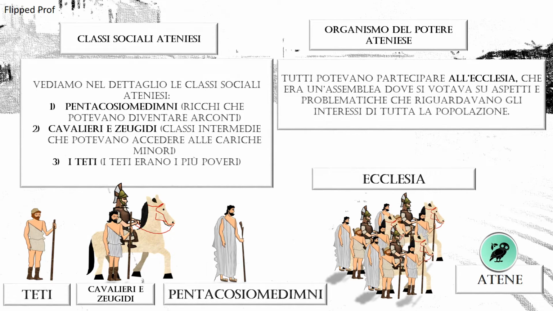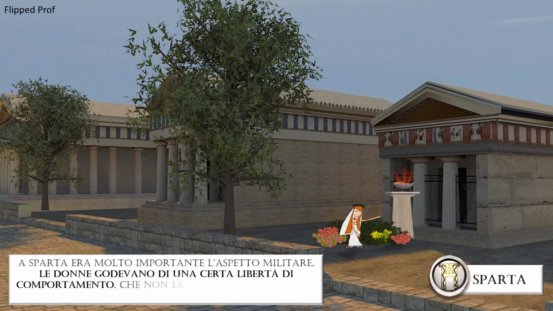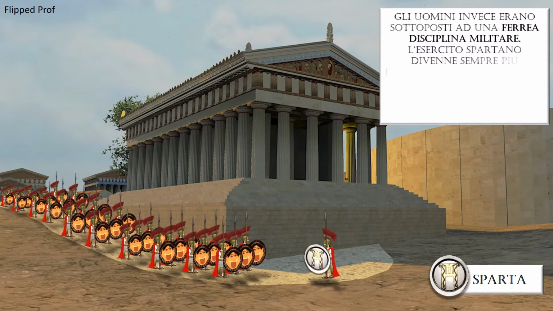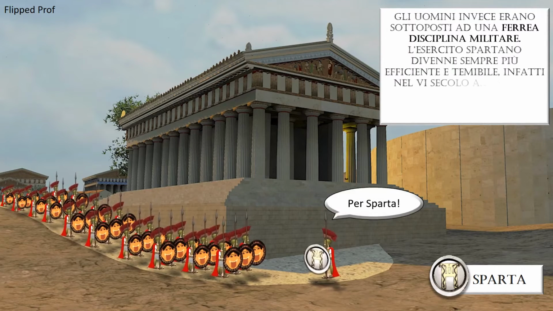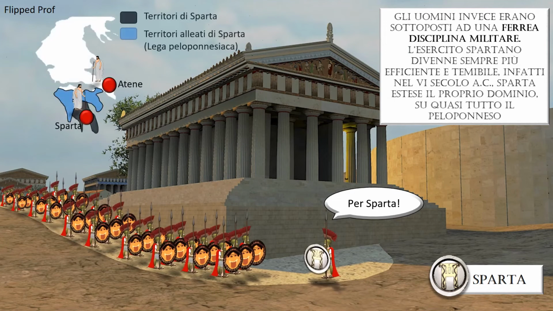In Sparta, the military aspect was very important. Women enjoyed freedom of behavior, which was not all that common in Greek polis. Men, on the other hand, were subject to strict military discipline. The Spartan army became increasingly efficient and fearsome, in fact, in the 6th century BC Sparta extended its rule over most of the Peloponnese.